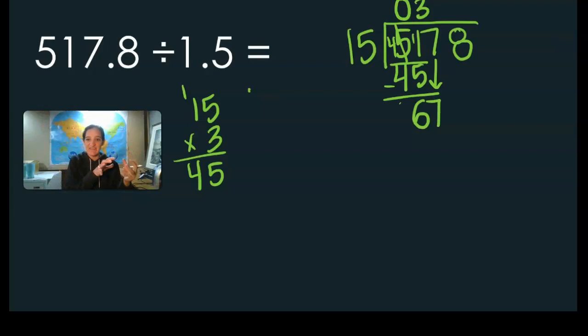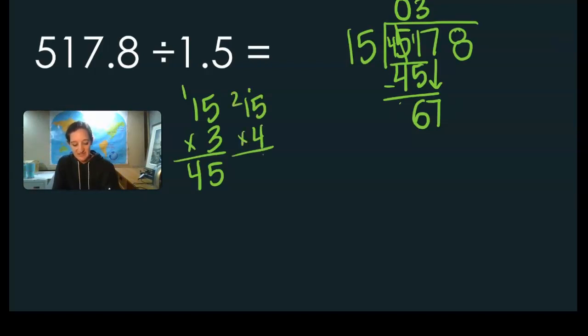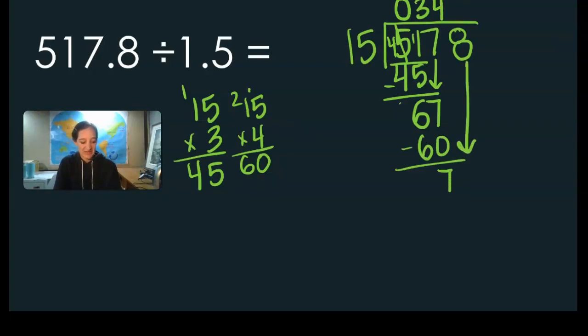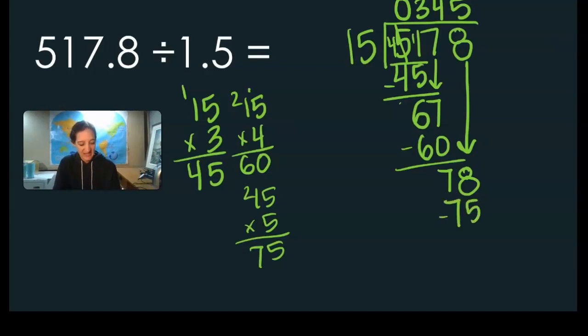If I have 67, can I divide into 15? Yes. And I think it might be more than 3 times. Let's see. Ooh, yeah. That'll be pretty. That'll give me 60. Remainder of 7. Bring down the 8. And I'm going to get even higher. Let's try 5. I believe 5 is 75. But let's see. Yep, it is 75. I'm going with that. And I have a remainder of 3.